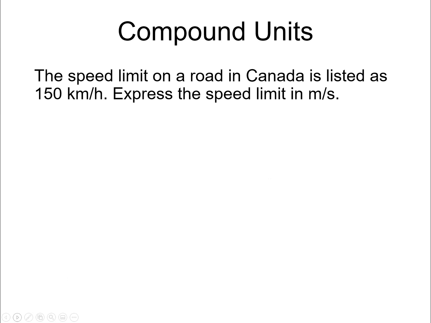Then we've got one more compound unit problem. And then we're moving on to a kind of unrelated topic. We're back in Canada because I'm dreaming of going somewhere other than my home. Thanks, COVID. The speed limit on a road in Canada is listed as 150 kilometers per hour. Express the speed limit in meters per second.